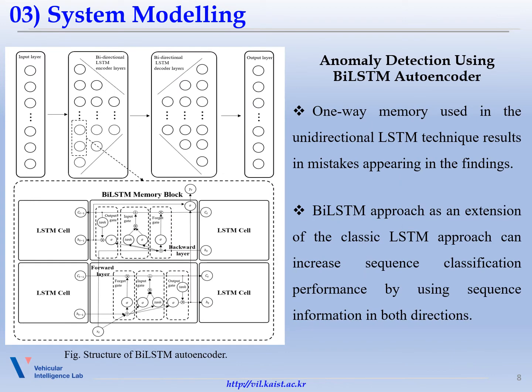The figure shows the structure of the Bi-LSTM autoencoder. Power systems are being confronted with enormous information issues, and to deal with this huge volume of information, deep learning algorithms are the best arrangements. The unidirectional LSTM approach produces certain errors in the results as it utilizes one-way memory. The Bi-LSTM approach is an extension of the traditional LSTM approach, which can improve the performance in the aspect of sequence classification by using the sequence information in both directions, that is, forward and backward directions.